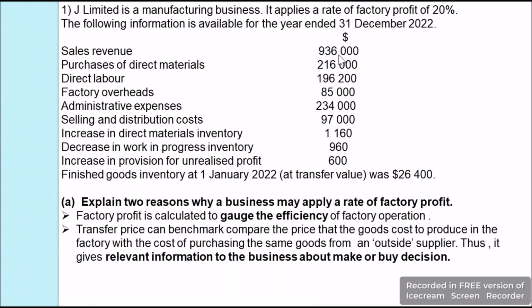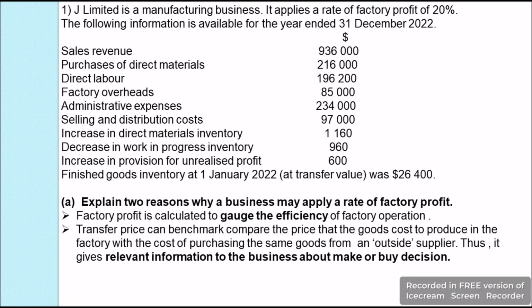Sales revenue is $936,000. Purchases of direct materials is $216,000. Direct labor is $196,200. Factory overheads is $85,000. Administrative expenses is $234,000. Sales and distribution expenses is $97,000. Increase in direct material inventory is $1,160. Decrease in work in progress inventory is $960. Increase in the provision for unrealized profit is $600. Finished goods inventory at 1st January 2022 at transfer value was $26,400.